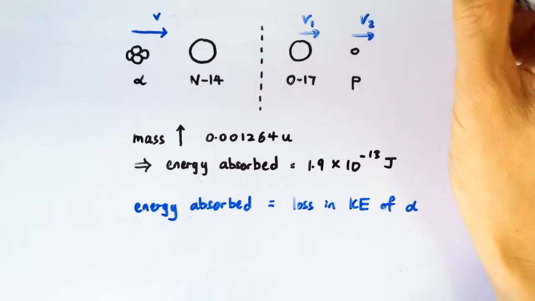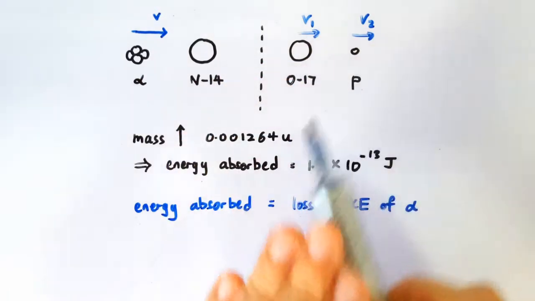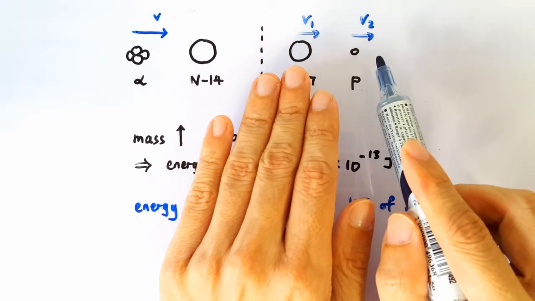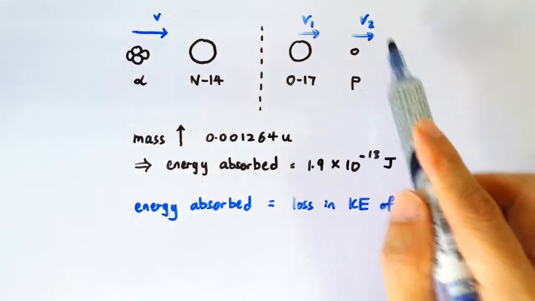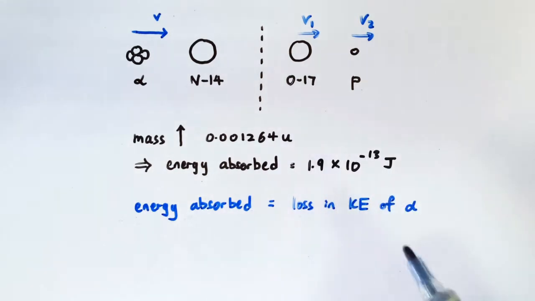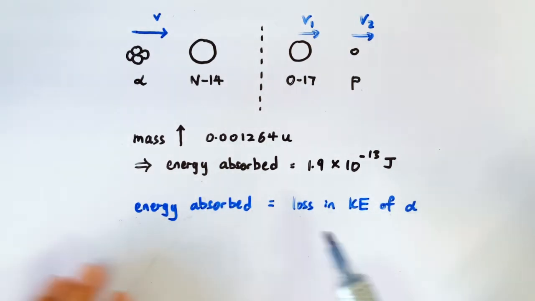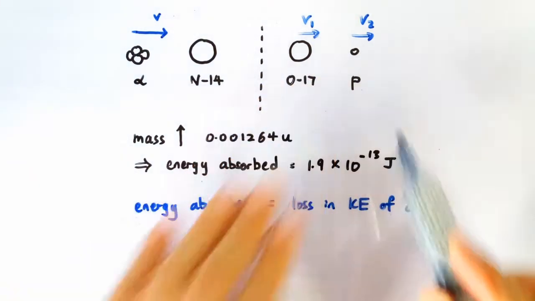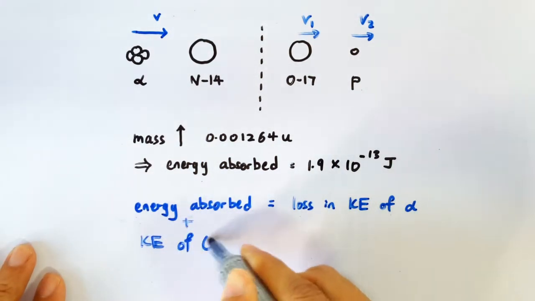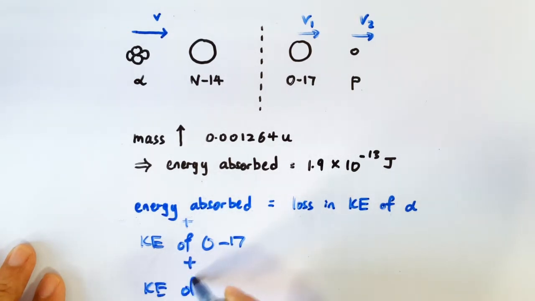Maybe one is moving, one is not, maybe both are moving, maybe both are moving in the same direction or in opposite directions, but it doesn't matter. The fact is, at least one of them must be moving, and that means there is some KE for the oxygen-17 and the proton. Now we have to relook at this equation here. So besides the energy that's absorbed by the nucleus, we also have the KE of the oxygen nucleus and also the KE of the proton.